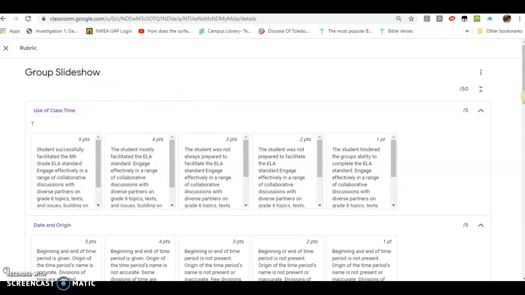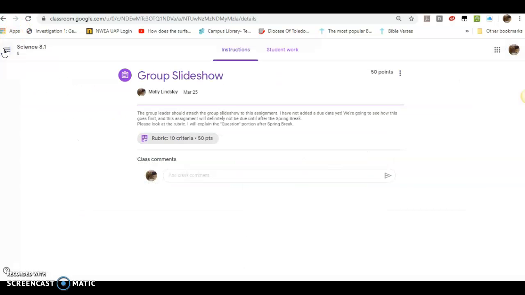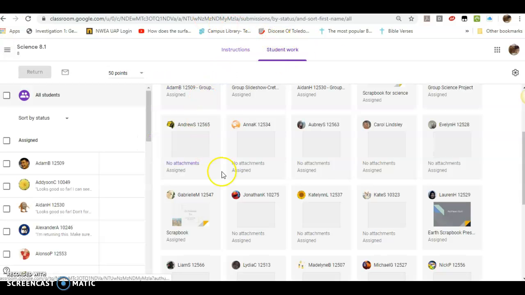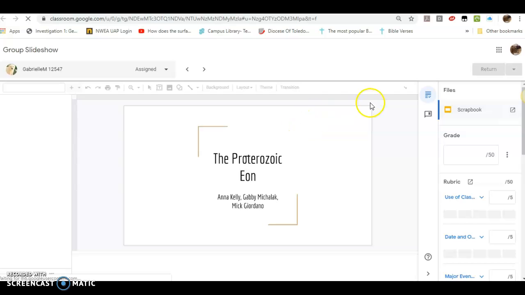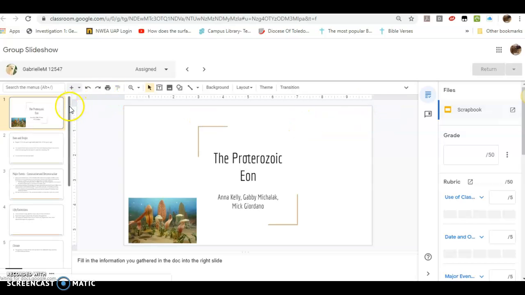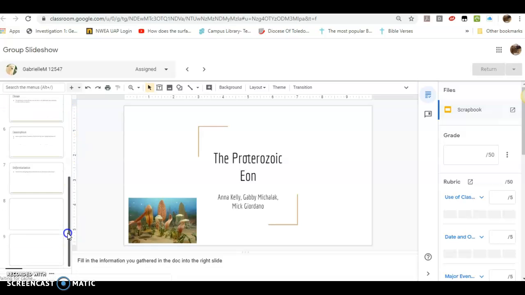and I might even do this for you, add a last slide. Add a slide. So right now I'm going into Gabby's group. And in their slideshow, I'm going to go down to the very last slide. I'm going to hit the plus sign for add a slide.